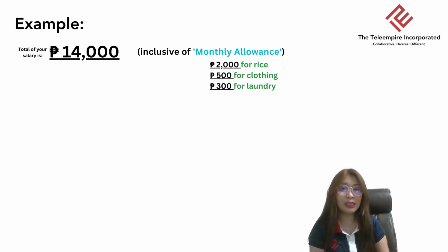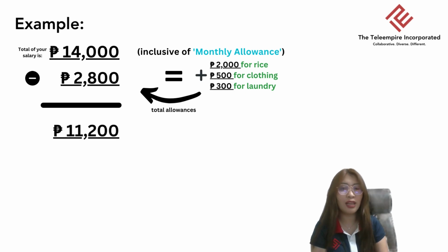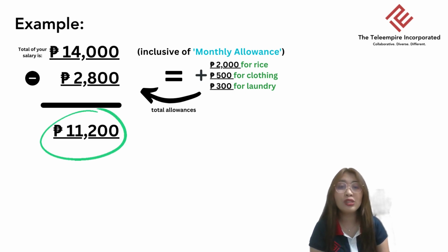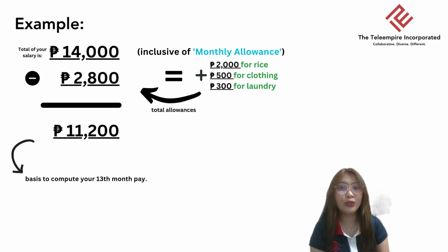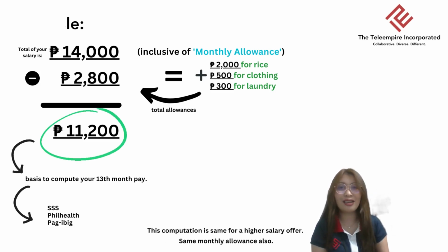To calculate your basic pay, you need to subtract these allowances from your agreed salary. So subtracting 2,800 pesos from 14,000 pesos gives you a basic pay of 11,200 pesos. This 11,200 pesos will be your basic pay, which will serve as the basis for computing your 13th month pay. It is also the basis for calculating deductions for SSS, PhilHealth, and Pag-ibig monthly contributions. The computation remains the same for a higher salary offer.